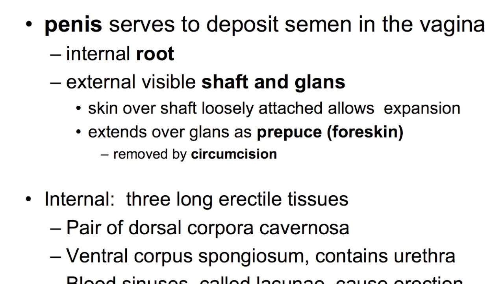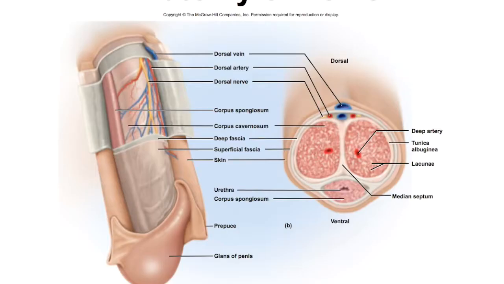So when we talk about internally, there are 3 erectile tissues. You have a set of dorsal corpora cavernosa. You have ventral corpus spongiosum, where the urethra sits, and then you have blood sinuses called lacunae, which sound familiar to chondrocytes, but lacunae are holes that cause the erection themselves. These are the blood sinuses that are going to fill with blood during the erection.